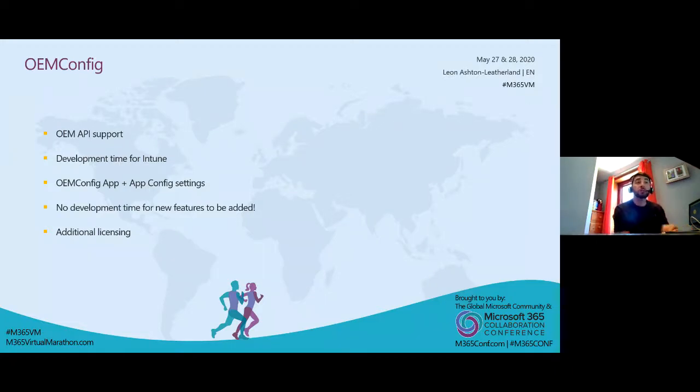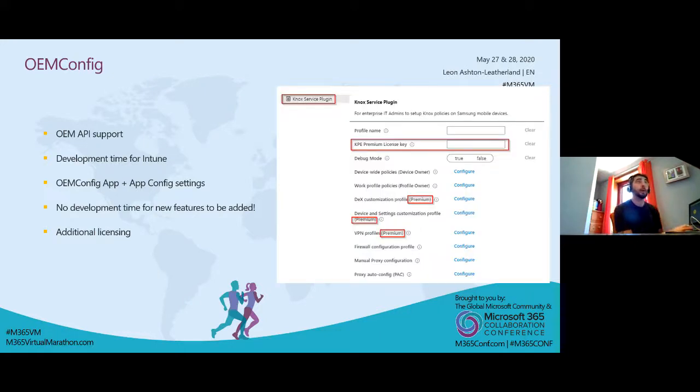In order to take advantage of some of these settings, it may require additional licensing from the OEM. So as you can see here, this is the view of the Knox service plugin settings I've configured in the Intune portal. You can see some of the settings highlight that they require a premium license with KPE, which is Knox Platform for Enterprise. So just a few considerations to think of there, really.